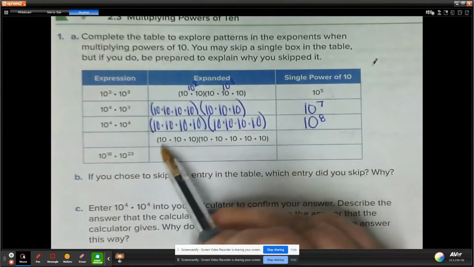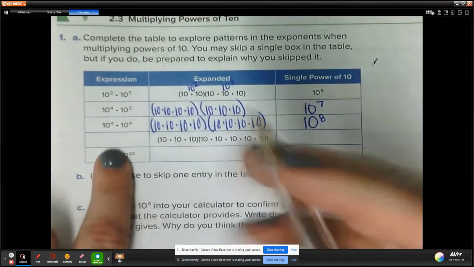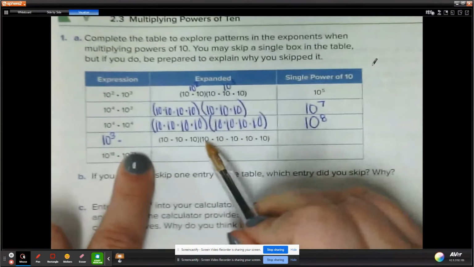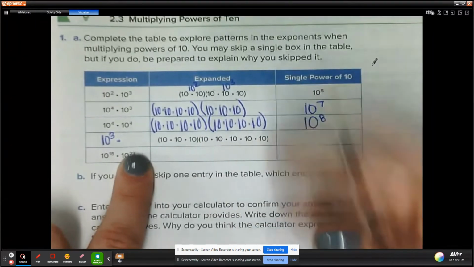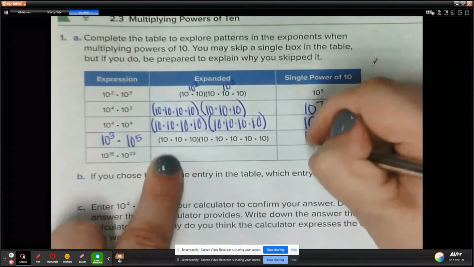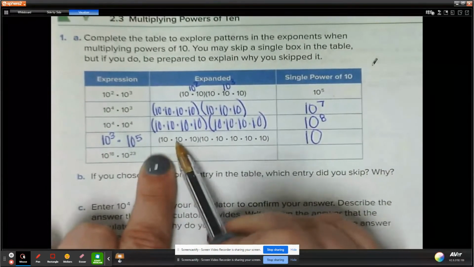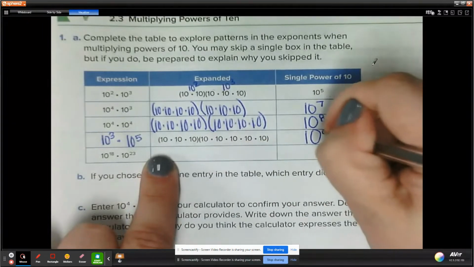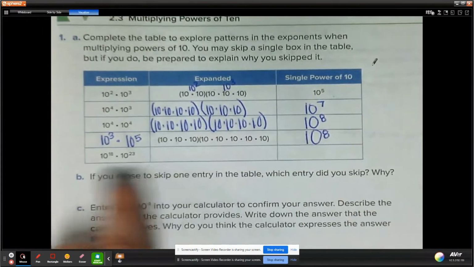Okay, here I have one group, 10 times 10 times 10. I know that's 10 cubed, or 10 to the 3rd power, and 10, 1, 2, 3, 4, 5, and 10 to the 5th power. I know my base is going to be 10, so I have 1, 2, 3, 4, 5, 6, 7, 8. So also 10 to the 8th power.